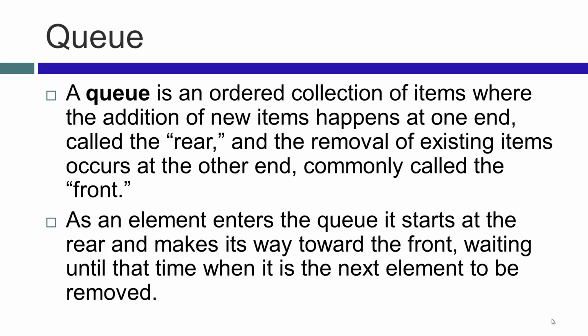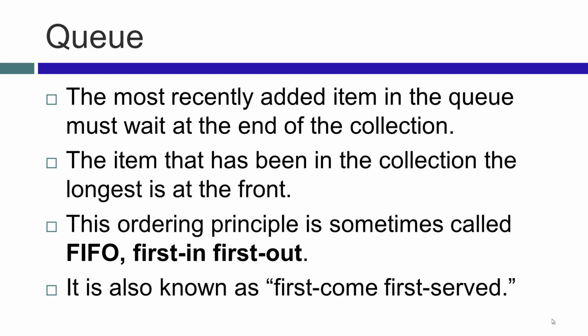So a queue is an ordered collection of items where the addition of new items happens at one end, called the rear, and the removal of existing items occurs at the other end, which is called the front. As an element enters the queue, it starts at the rear and makes its way towards the front, waiting until that time when it is the next element to be removed. So the most recently added item in the queue must wait at the end of the collection. The item that has been in the collection the longest is at the front.